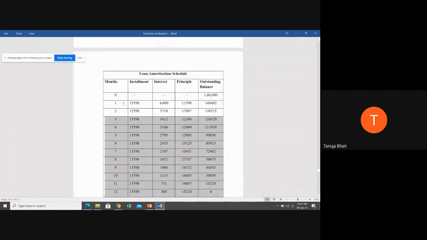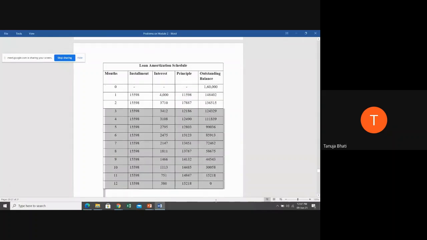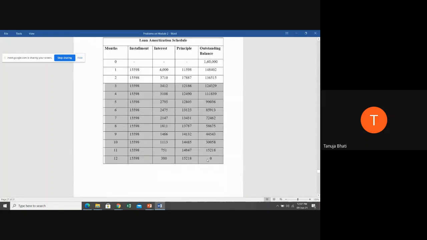Can any student explain the part from year 3 to 12 in the same manner as we did for year 1 to 2? Can any student take the lead and explain this part to those students who are yet to understand? Yes, ma'am. Okay, start.